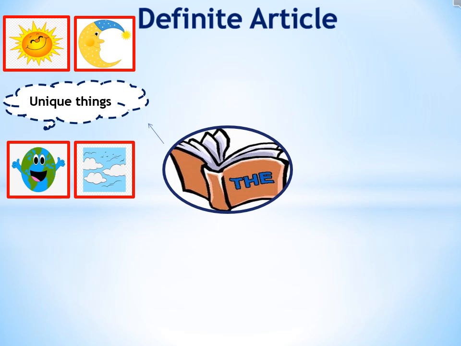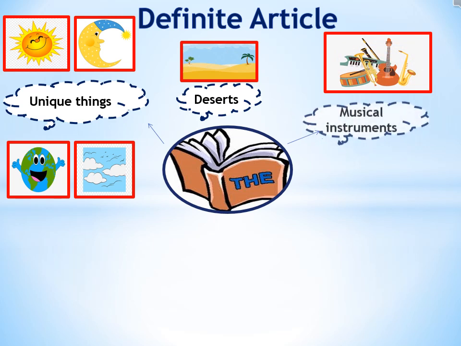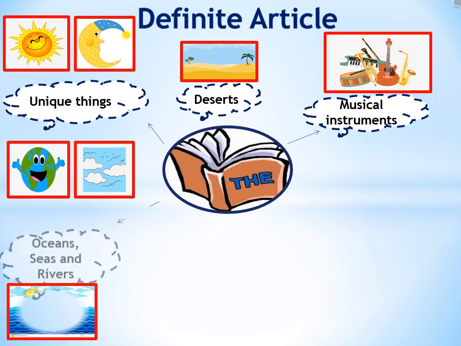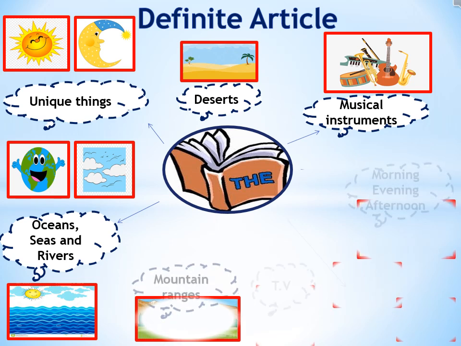Also, we put the before names of deserts, like the Sahara Desert. Also, all the musical instruments, like the guitar, the piano, the drums, the violin, they all take the because they are musical instruments. Also, with names of oceans, seas, and rivers, we put the. For example, the Pacific Ocean, the Red Sea, the Nile River.